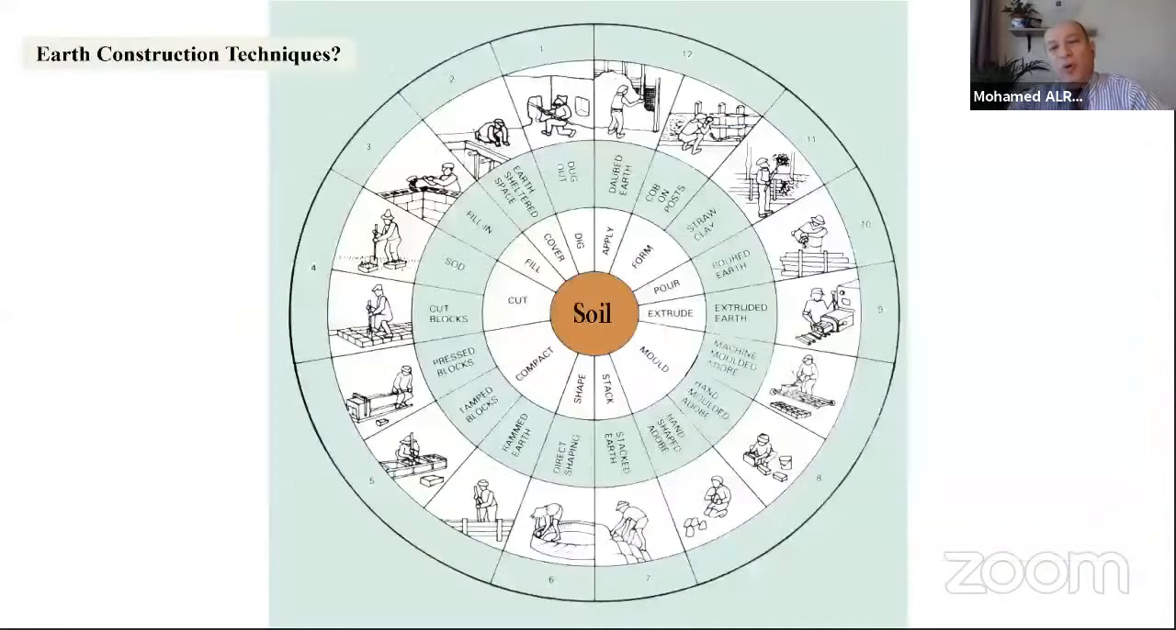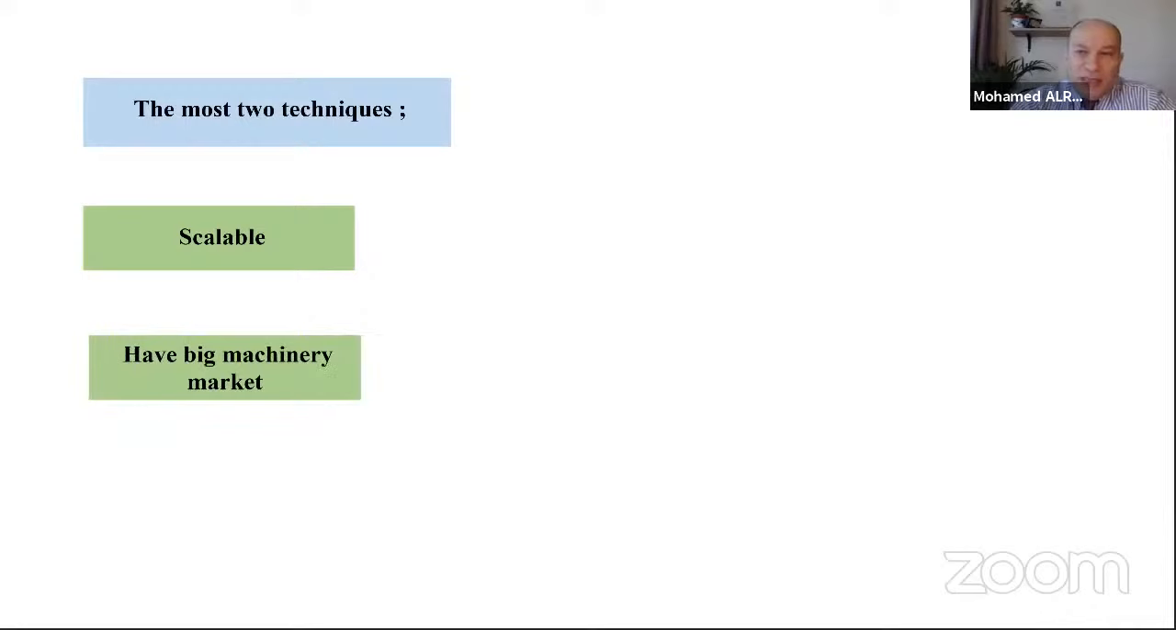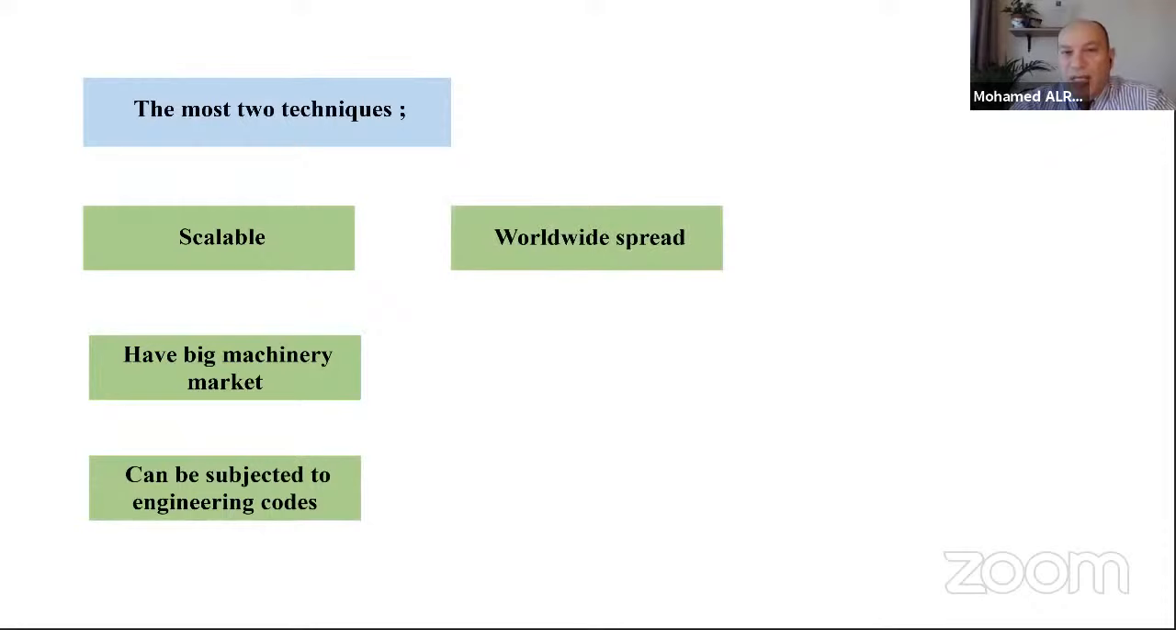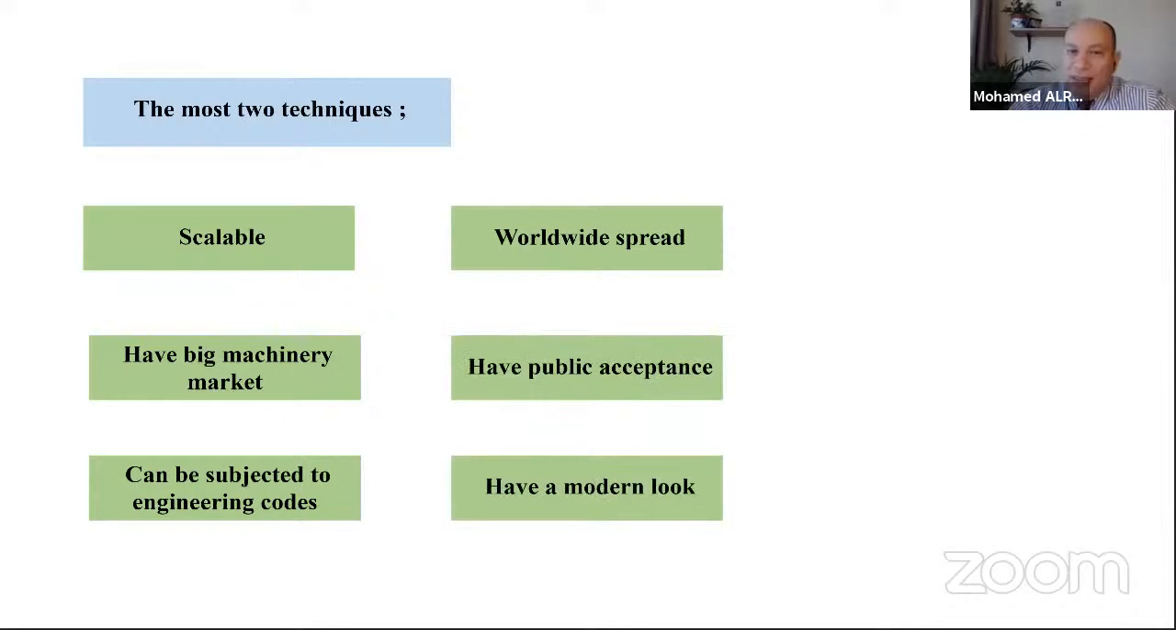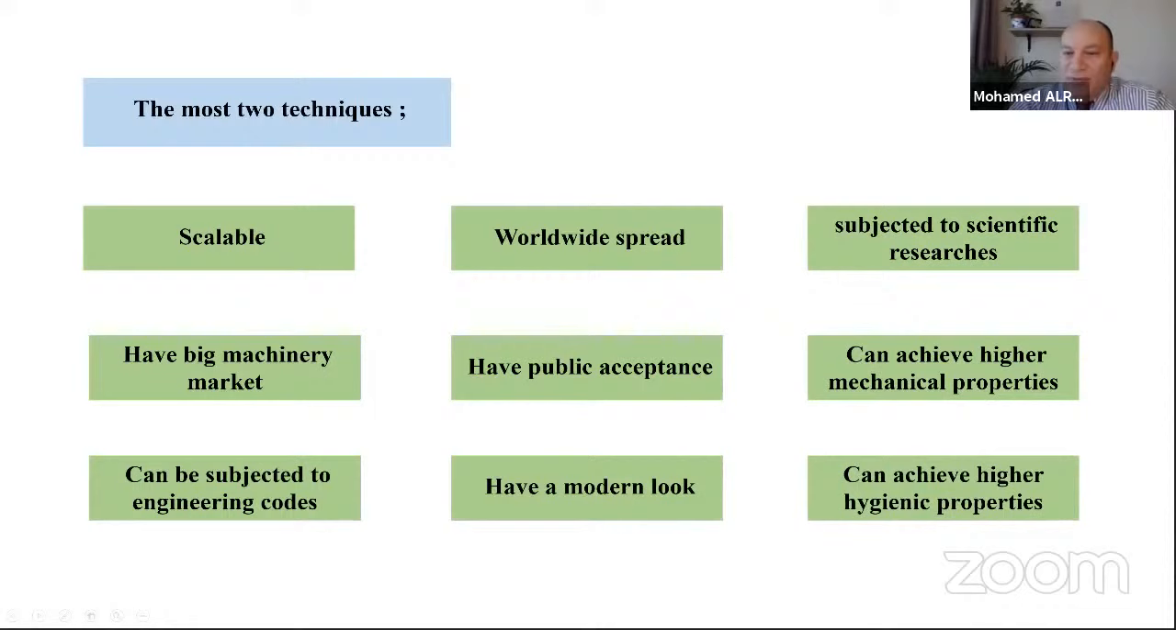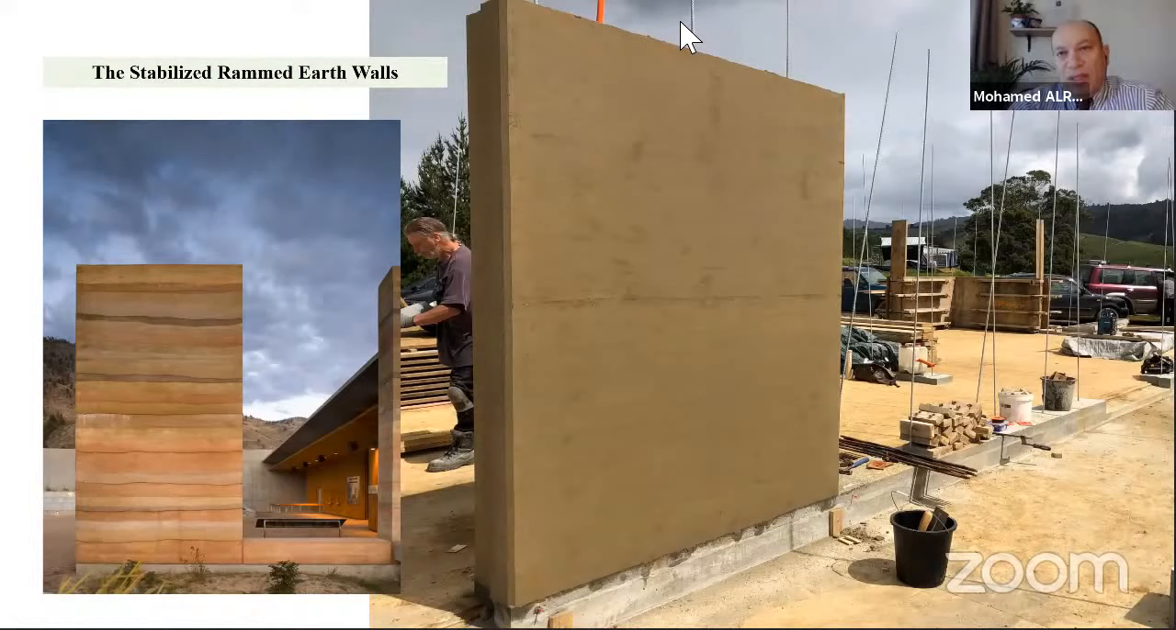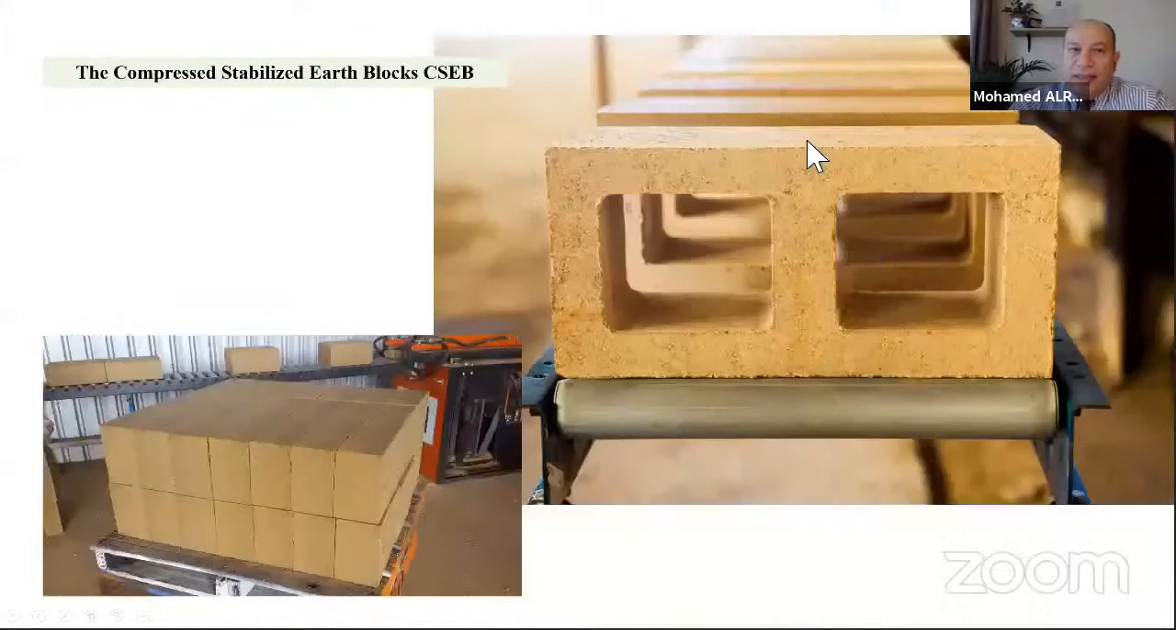Most of you maybe know that we have almost 12 different techniques of using earth in construction. But among all these techniques, we have just two that are scalable. They are ready to be developed. They have a big machinery market all over the world, can be subjected to engineering codes and spread worldwide, have public acceptance and a modern look, are subjected to scientific research, and can achieve higher mechanical properties and higher hygienic properties also. Those two techniques are stabilized rammed earth walls and compressed stabilized earth blocks.